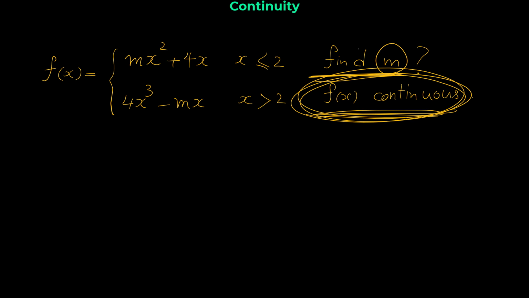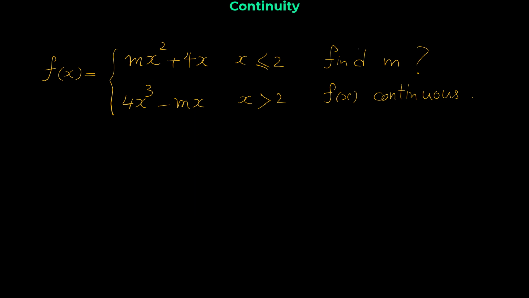When we look at this equation for f of x, what we can see is that when x is less than 2, we have one equation, and when x is greater than 2, another equation. So this function is not continuous at 2, but we want to find m that makes this function continuous at 2, and then f is continuous everywhere. So for this question, the number at which we have to check continuity is 2.